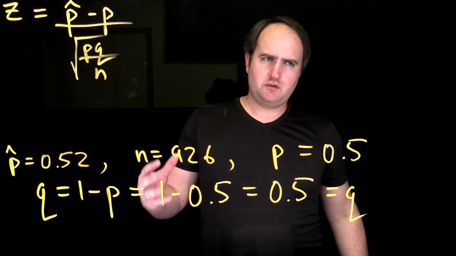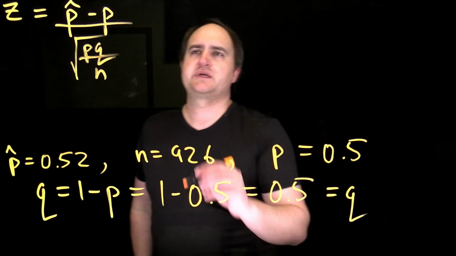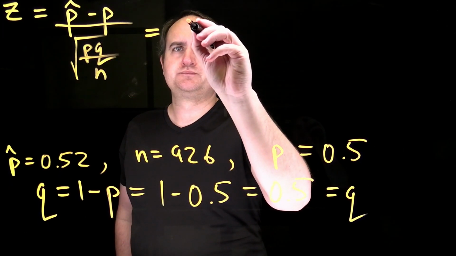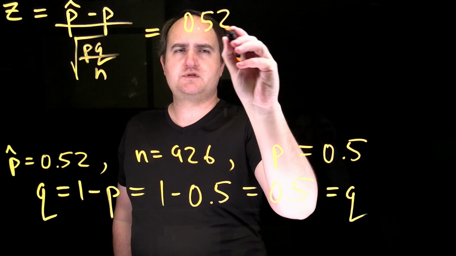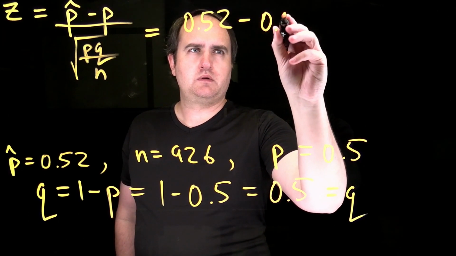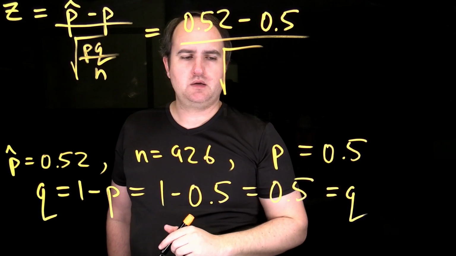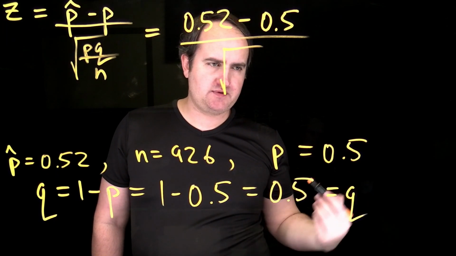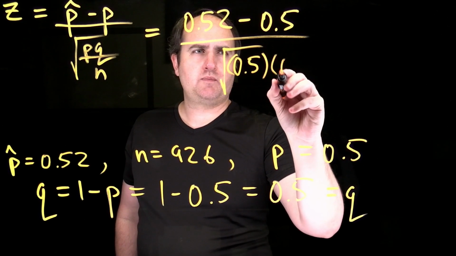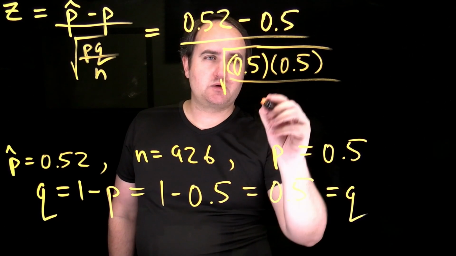Okay, so this is the main math that we have to do here. Calculator is obviously going to be helpful, but let's just write down the numbers first. So p hat, they said, was 0.52. Okay, so we have 0.52 minus p, which we said was 0.5, all over the square root of pq over n. So here, p is 0.5 and q is also 0.5. So that's going to be 0.5 times 0.5 over n, which was 926.